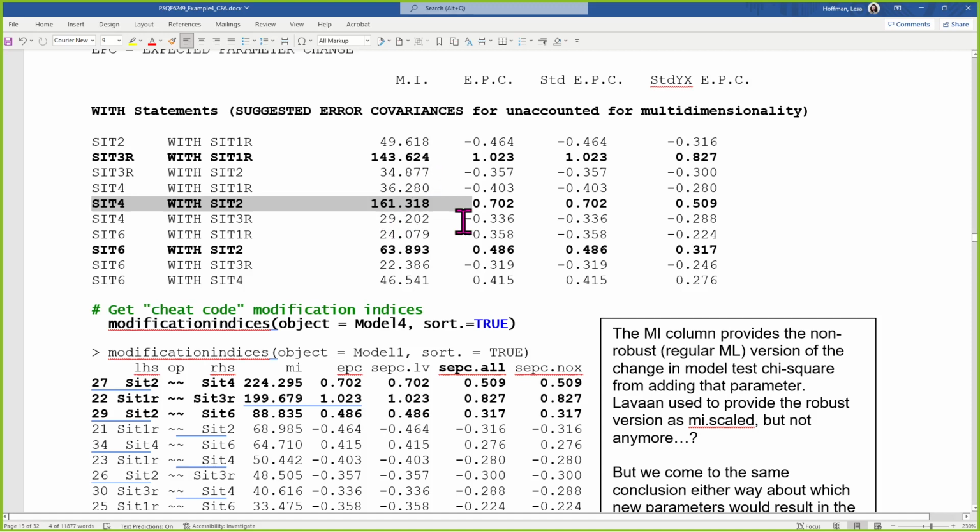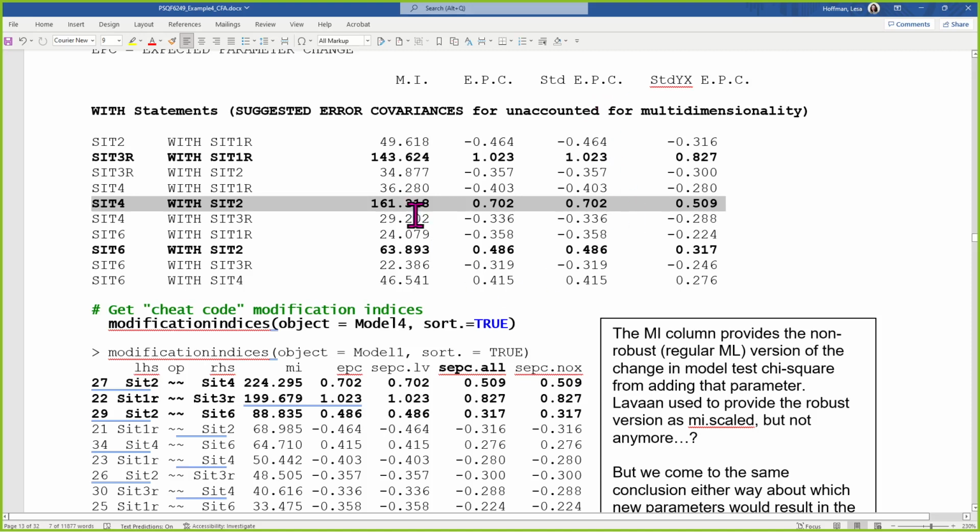Great. Thank you. And so then the expected parameter change is the next column. That's in the unstandardized solution. And then in the standardized solution is over here. So for instance, if I did this suggestion, which would result in the biggest change, then what I could expect is that the errors for items 2 and 4 would have a correlation of 0.5. That's what it would tell me.